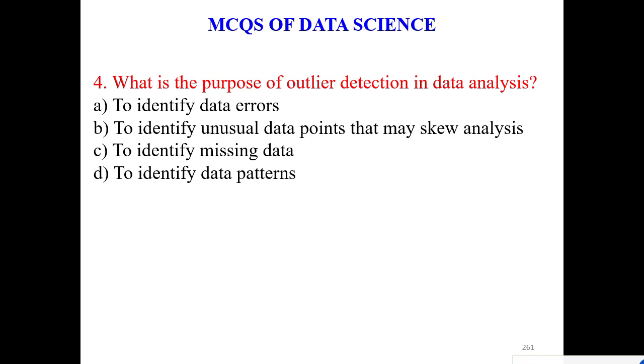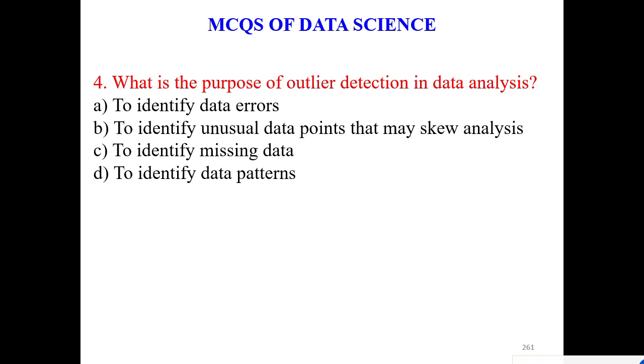Next, try to answer this fourth question. What is the purpose of outlier detection in data analysis? I have explained the analogy, again I am explaining. Outlier means abnormal behavior, an unusual thing. Like suppose 1 lakh members are there, they are withdrawing money, everybody withdrawing 500, 5,000, 50,000, 1 lakh.